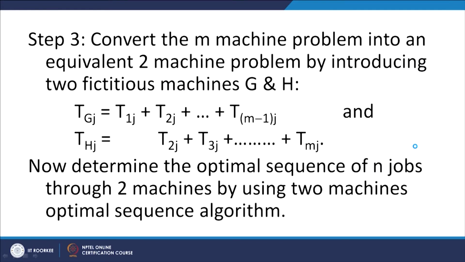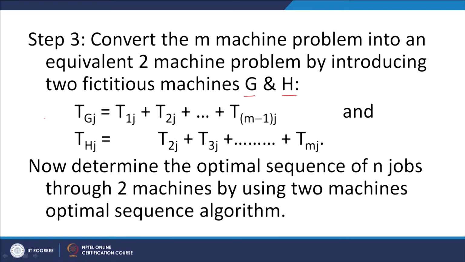So, step 3 says convert the m machine problem into an equivalent 2 machines problem by introducing 2 fictitious machines G and H. You remember that we have the 2 machines case. So, in this m machine case also we will convert it into the case where we have two machines G and H. And also once you do this, you need to calculate the times. So, the first one will be Tgj is equal to T1j plus T2j plus up to T(m-1)j.